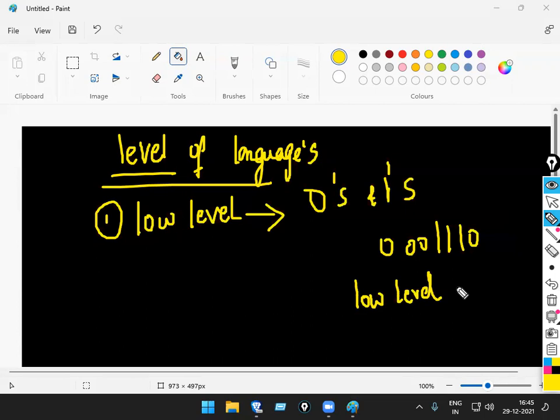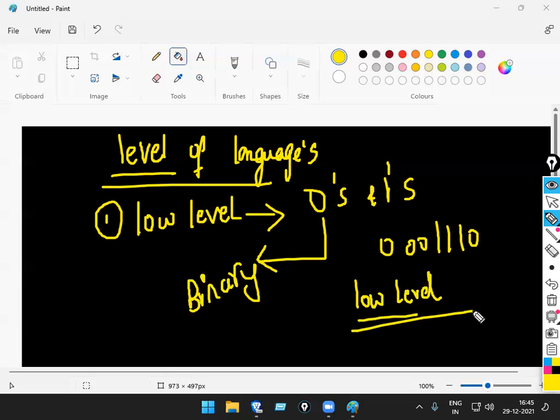First thing is clear now. What is low level? A programming language written in the form of zeros and ones. These zeros and ones are also called binary. Binary means zeros and ones. So if you see any programming language written in the form of binary, it is called a low level programming language. Why low level? Humans are not able to understand it. Are you able to understand what 0, 1 here means? No. That is why it is called low level.